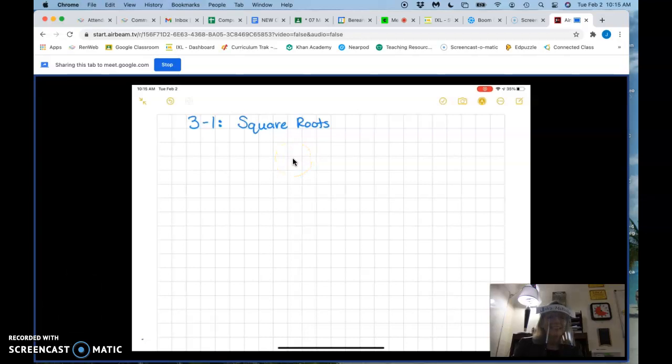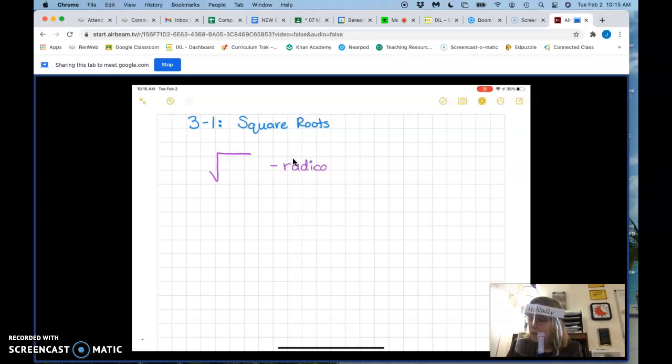Okay, today we're starting chapter 3.1, which is square roots. We've already done a little bit with square roots, so let's just review. A square root sign looks like this, so draw that on your paper. It's almost like a division sign, but with a little check mark on the beginning. And this sign has a name. It's called a radical sign.